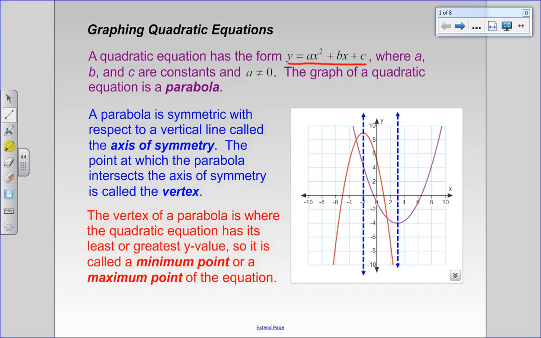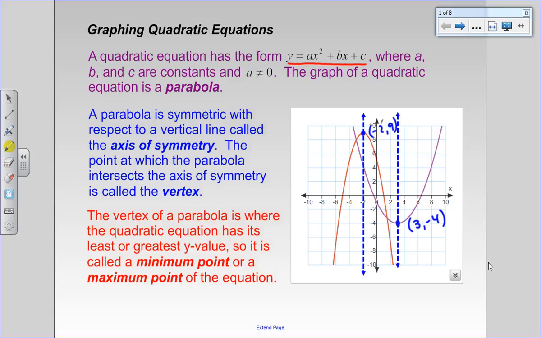The point at which a parabola intersects its axis of symmetry is called the vertex of the parabola. Notice that for the purple parabola, the vertex would be the point (3, -4). And for the red parabola, the vertex would be the point (-2, 9).